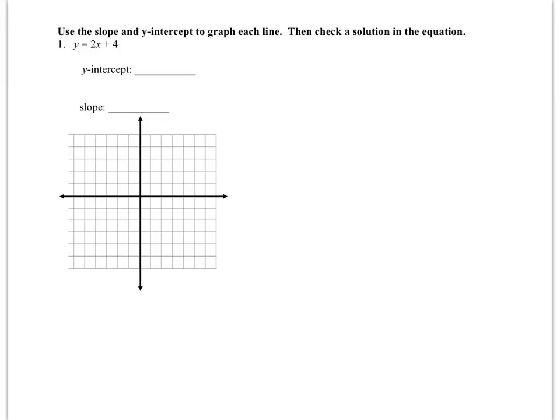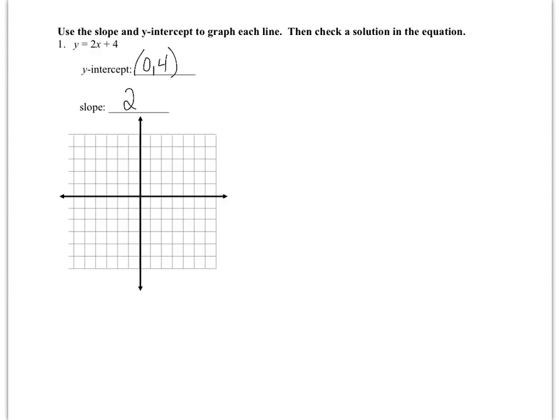So let's take the equation y equals 2x plus 4. The y-intercept in this case is 4, which I'm going to write as the ordered pair (0, 4), because that is the constant, and it's in slope-intercept form. And the slope is the coefficient of x, which is 2.